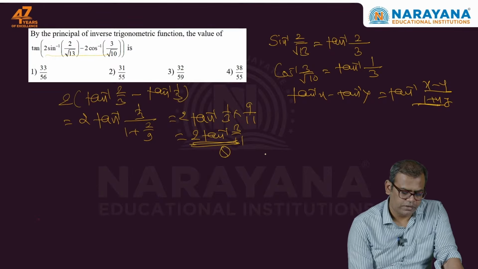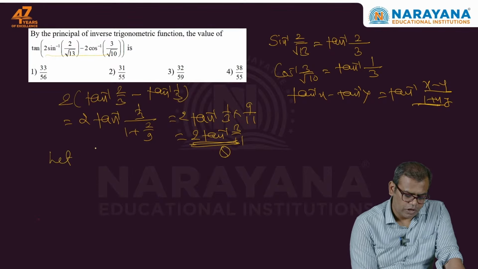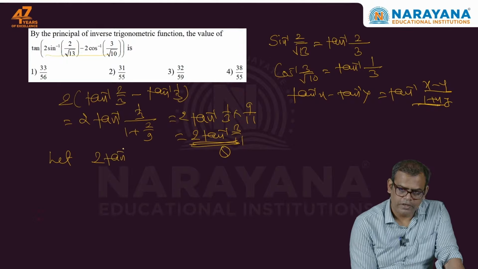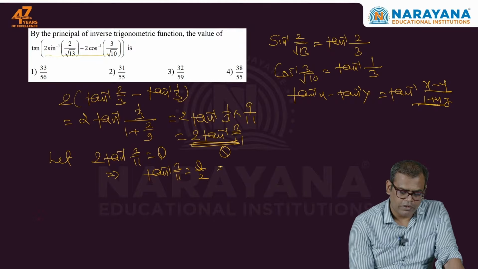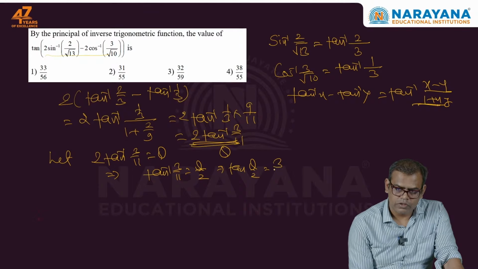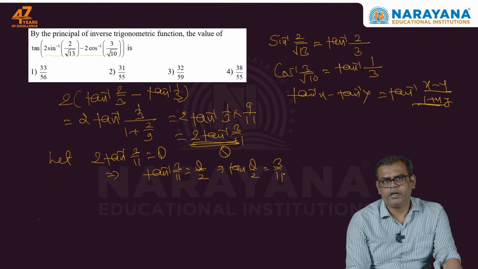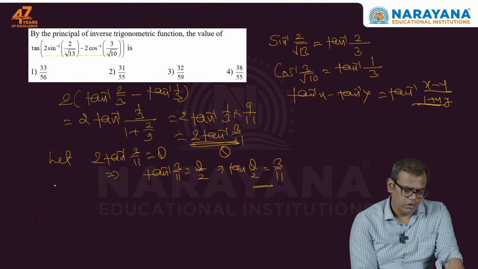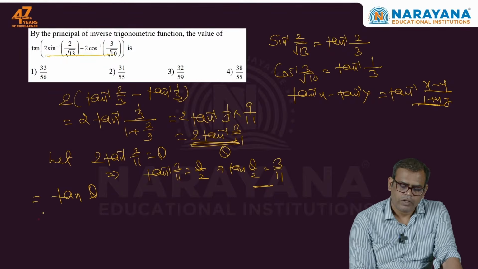Let 2 tan inverse 3 by 11 be theta. So what will come here? Tan inverse 3 by 11 is equal to theta by 2. Finally, we can write tan theta by 2 is equal to 3 by 11, right? Tan theta by 2 is equal to 3 by 11. Now our total expression is tan, and this total we have considered as theta, so tan theta, right? Then apply the result of tan 2 theta.